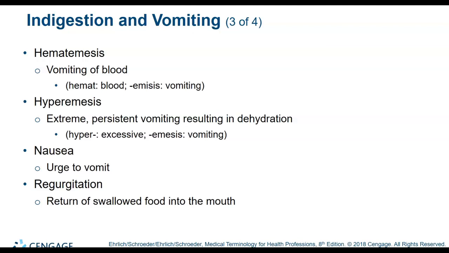Hyperemesis is extreme, persistent vomiting, and this really is a problem. The patient becomes dehydrated. We see this a lot in early pregnancy. So if the patient has hyperemesis, they do have to be treated, probably hospitalized and rehydrated, in order to maintain homeostasis. Again, nausea is the urge to vomit, and regurgitation is when we burp up food into our mouth, and it's disgusting.